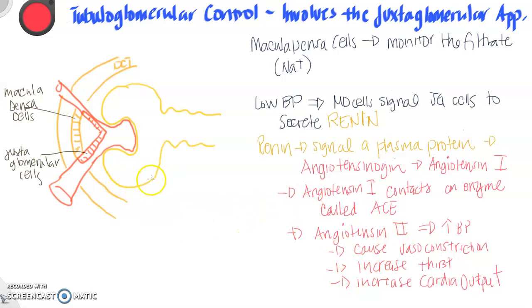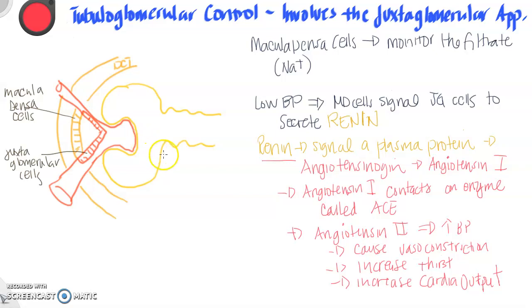This is going to be slower. Anything that has to do with a chemical like a hormone is going to be a little bit slower. The myogenic response is immediate. But this is going to be slower but more powerful. And it's going to counter the body's blood pressure if it's going up so that it can maintain the proper glomerular filtration rate.